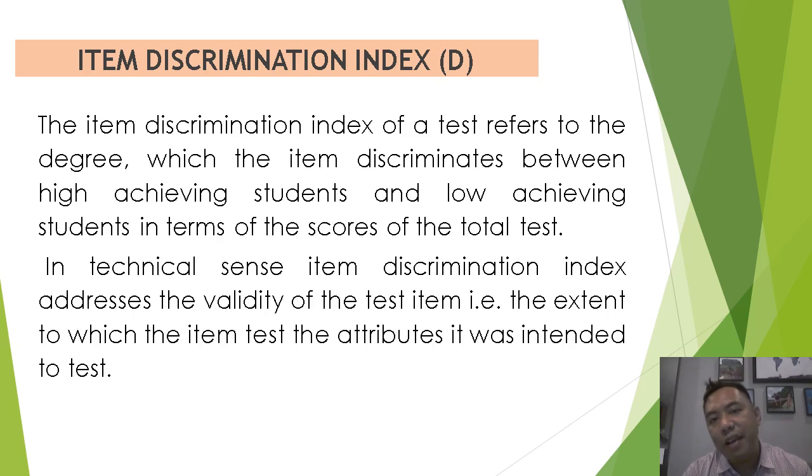It is represented by the letter D. The item discrimination index of the test refers to the degree to which the item discriminates between high-achieving students and low-achieving students in terms of the scores on the total test. In a technical sense, the item discrimination index addresses the validity of the test item, for example, the extent to which the item tests the attributes it was intended to test.